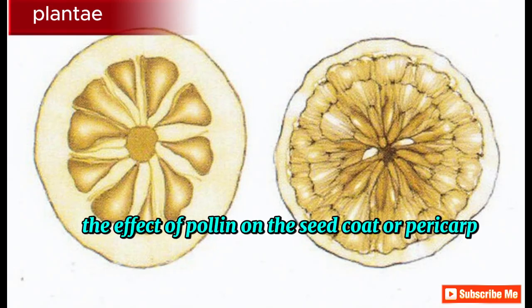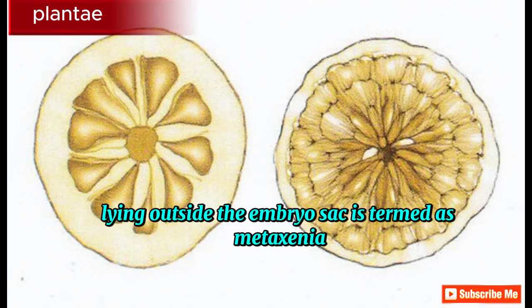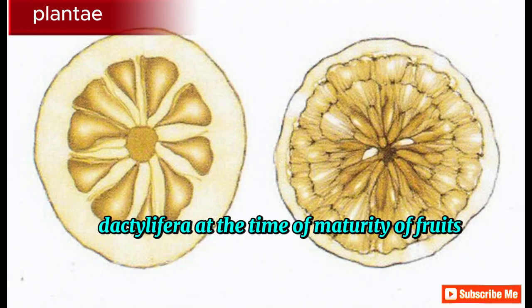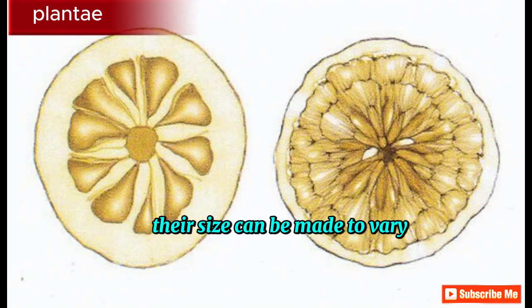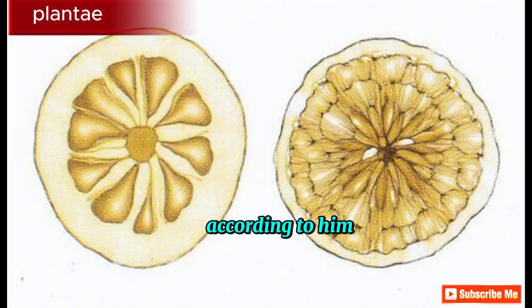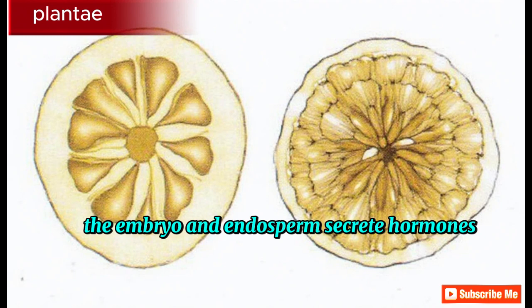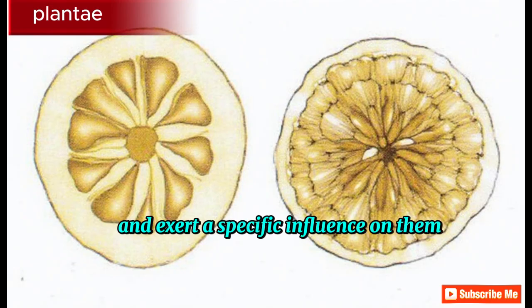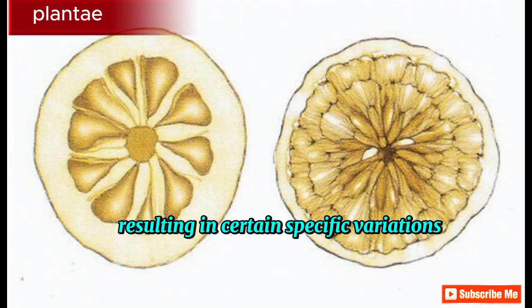Metaxenia. The effect of pollen on the seed coat, or pericarp, lying outside the embryo sac, is termed as metaxenia. Swingle, in the year 1928, found that in Phoenix dactylifera, at the time of maturity of fruits, their size can be made to vary according to the type of pollen used in fertilization. According to him, the embryo and endosperm secrete hormones, which diffuse out in the pericarp and seed coat and exert a specific influence on them, resulting in certain specific variations.